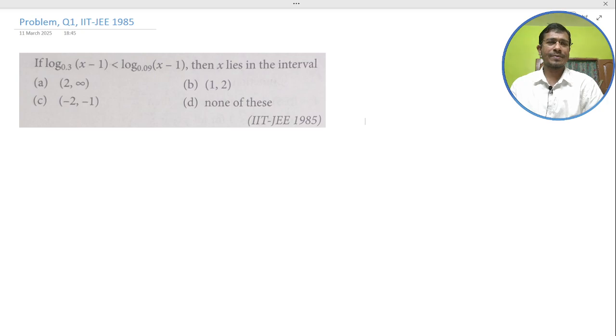If log base 0.3 of x minus 1 is less than log base 0.09 of x minus 1, then x lies in the interval what? Try yourself first.